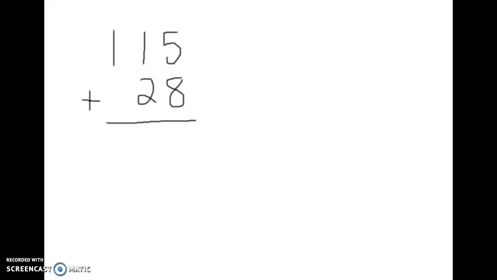Okay guys, so what we're going to do today is some addition using something called expanded notation or an expanded algorithm. You don't really need to worry about the name as much as the process of how we're going to do it. This is really good for when we don't want to worry about the hassle of regrouping. This makes regrouping a lot easier.